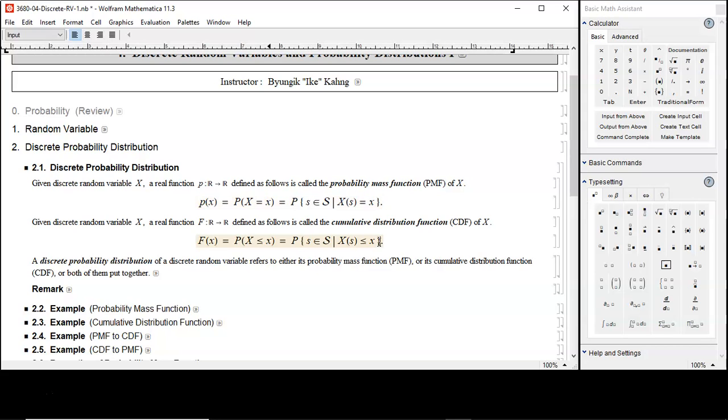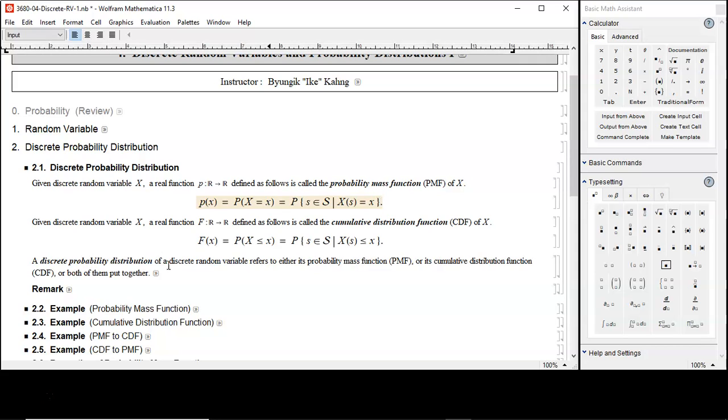From PMF to CDF, keep adding up the probabilities because this is literally cumulative. So you have to keep adding up. And then going backward, you have to keep subtracting. And because of this relation, if PMF is known, then CDF is determined, and vice versa. Known CDF, then PMF follows. If any one of them is known, then the other is also known.